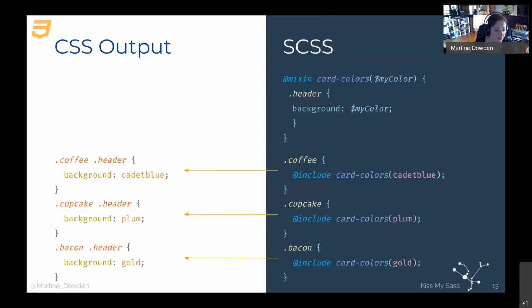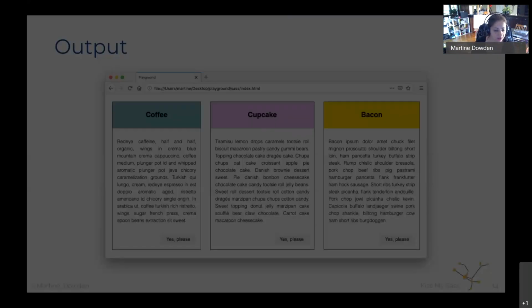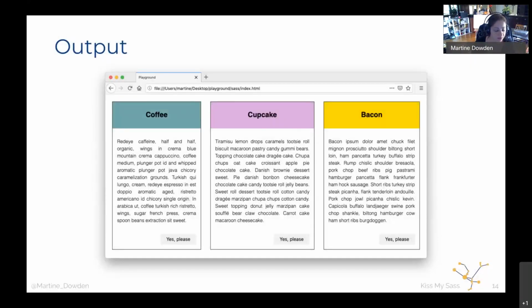It's going to take that header, so .coffee.header, and same down the line, giving it a background color. What that looks like in our little UI is 3 beautiful little cards with 3 beautiful little backgrounds. Cool, that's exactly what we were expecting.